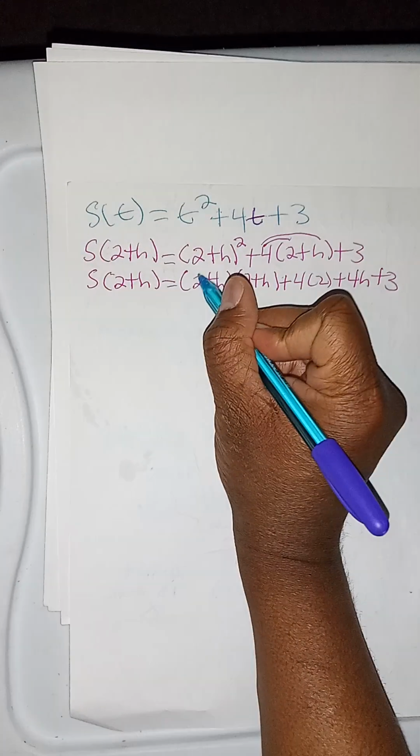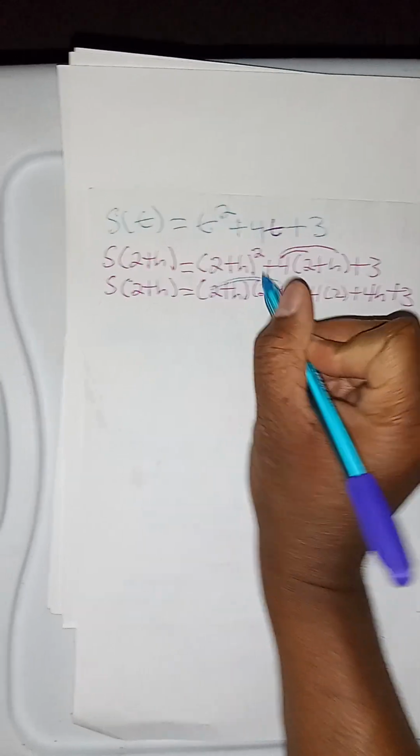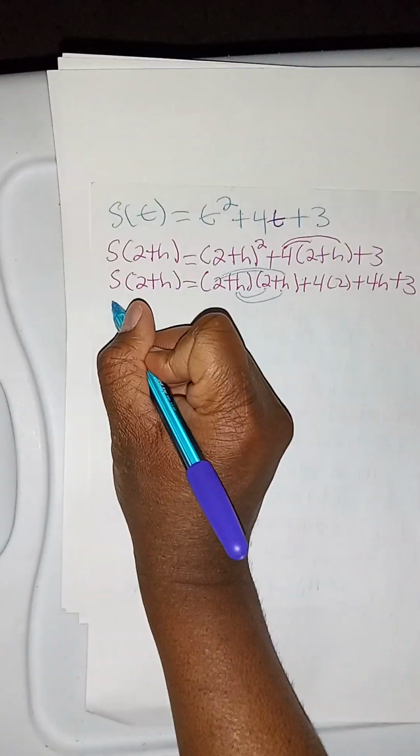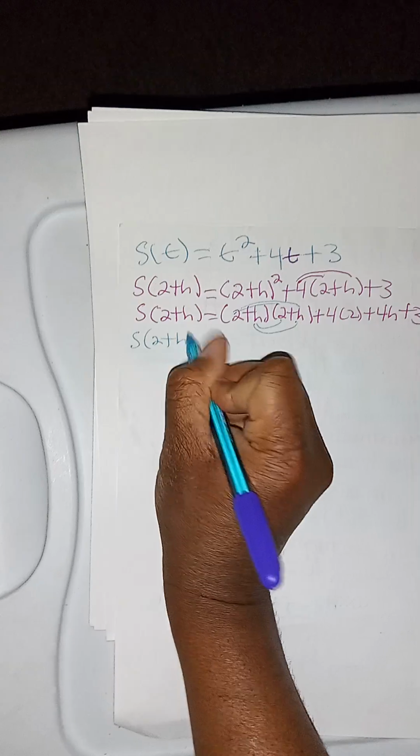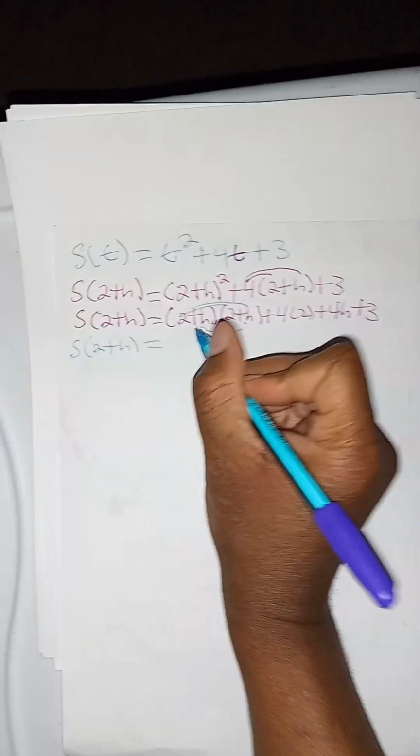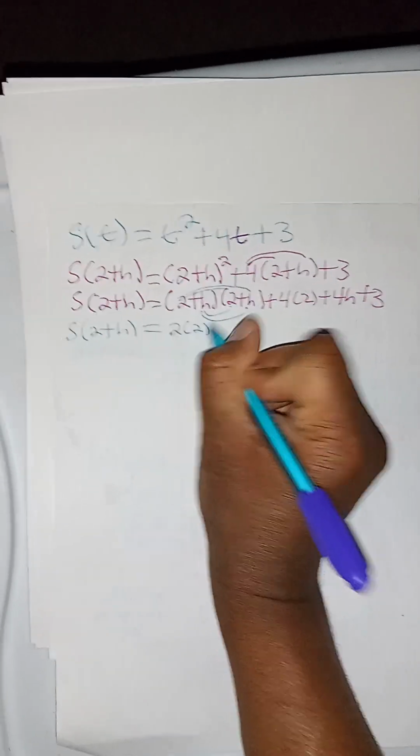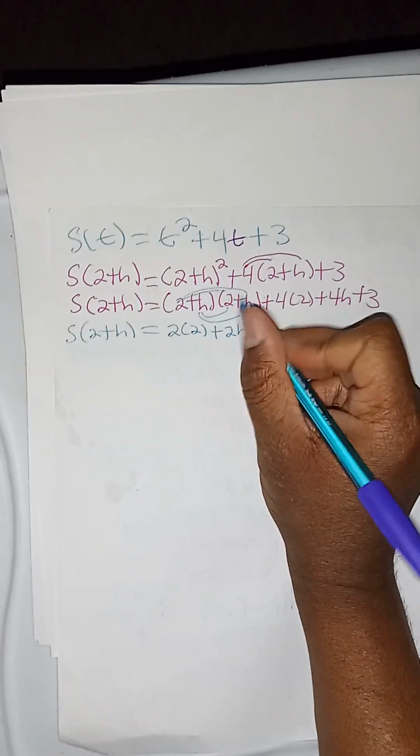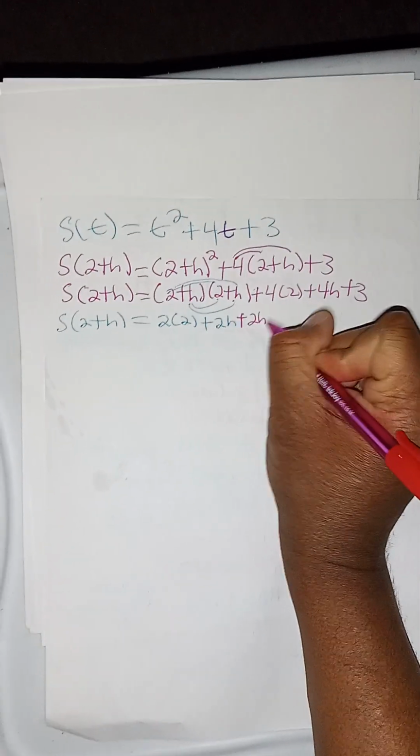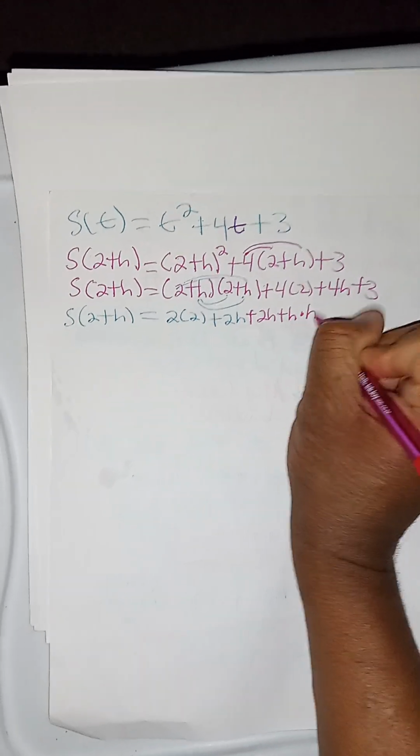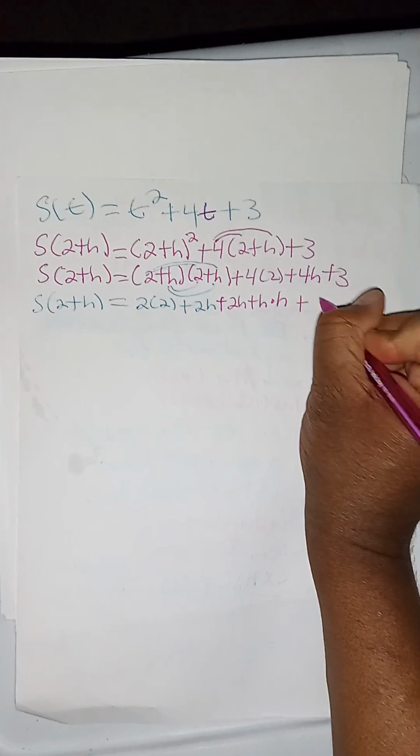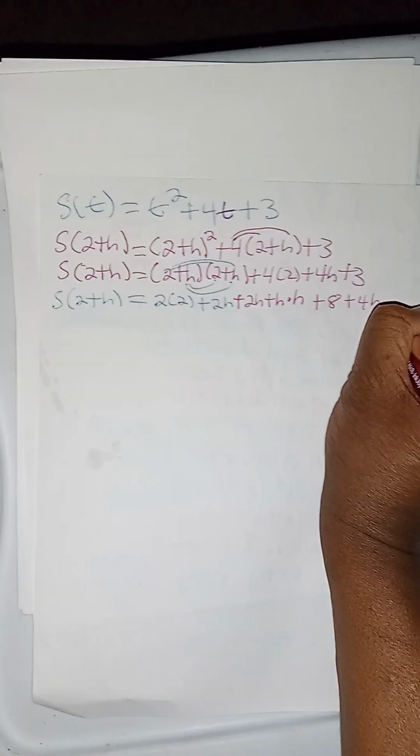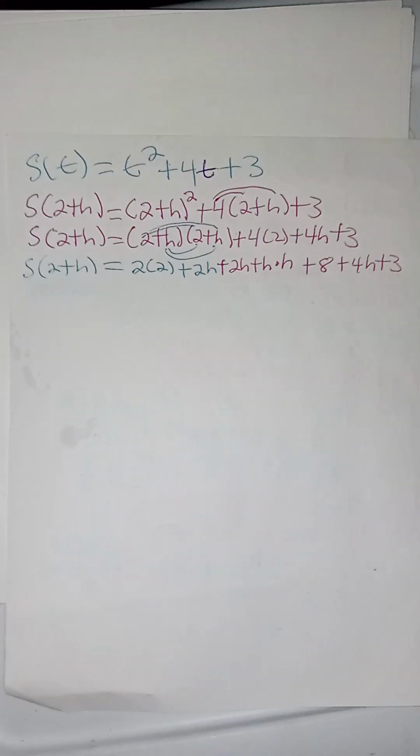So when we multiply, it is going to be outer, outer, inner, inner. So s of 2 plus h is equal to 2 times 2 plus 2h, and then inner, inner, so plus 2h plus h times h, and then plus 8 plus 4h plus 3. So let's have that marinate there for a little bit.